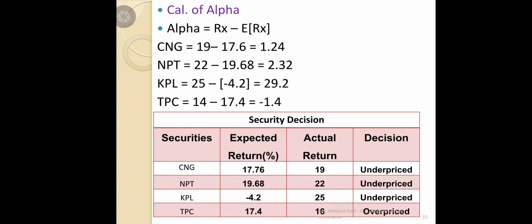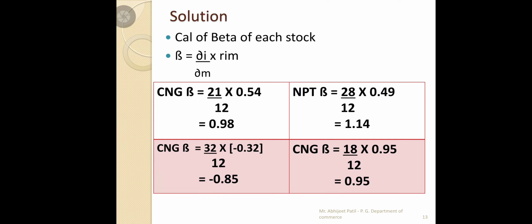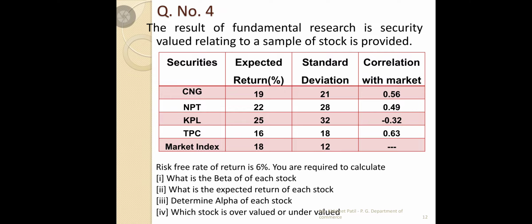After that, you should find the third question, that is alpha. How do we calculate alpha? You should know the alpha formula, that is actual return minus expected return. The actual return is given in the problem. Don't be confused about that.